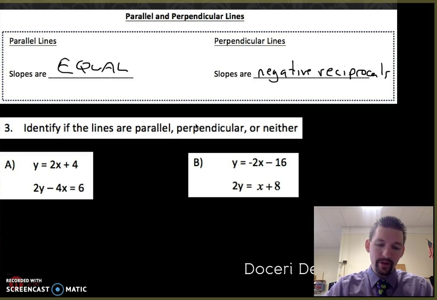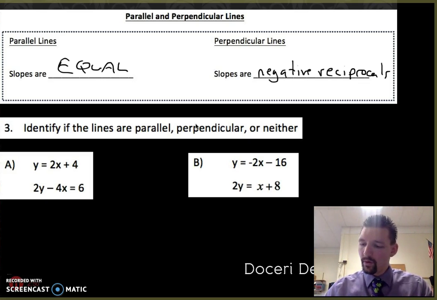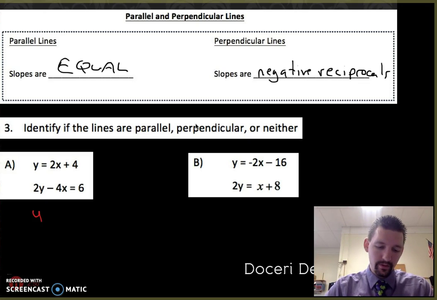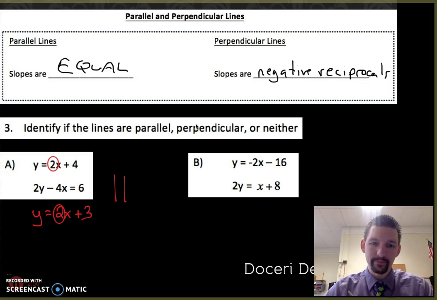So for the first problem here, when you transform this into slope-intercept form, you're going to end up with y equals 2x plus 3. So if you look at your slopes here, you have 2x and 2x. That means that these lines are going to be parallel. If you want to pause and take a second to reevaluate part B, go ahead and do that.